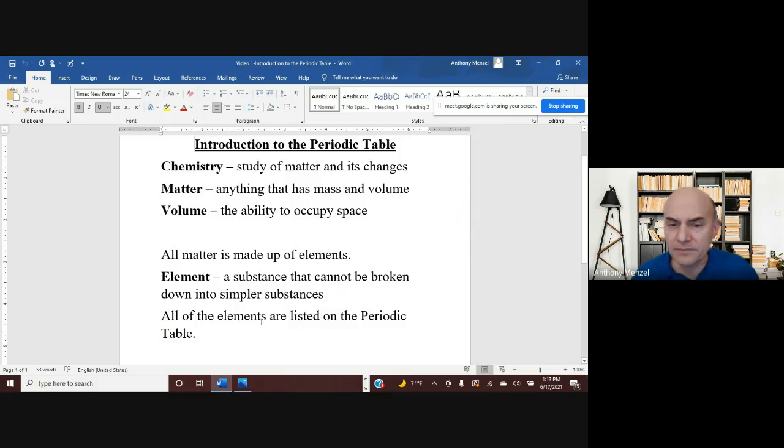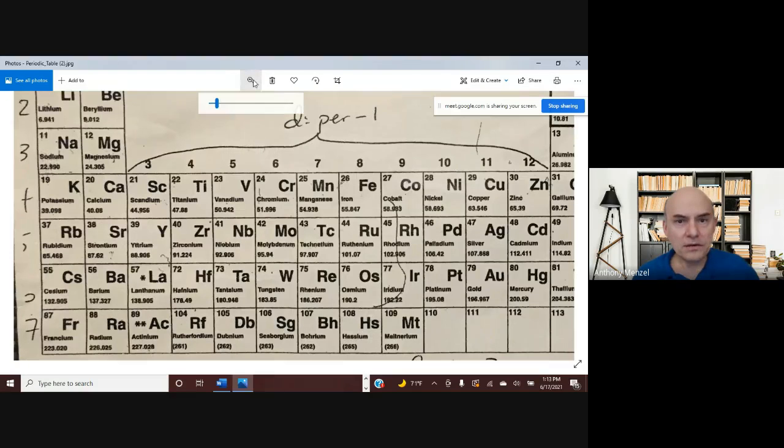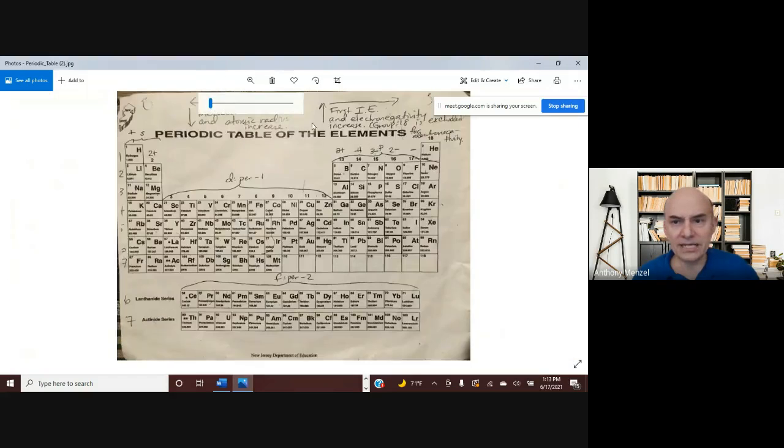And all of the elements that make up all of the matter in the universe are listed on the periodic table. So we're going to be referring back to this periodic table over and over again in our study of chemistry. So here, if we look at the overall periodic table, there's different versions of the periodic table. This is the periodic table that you will probably receive in class. There's different notes on it, but this is a list of all of the elements that make up the matter in the universe.